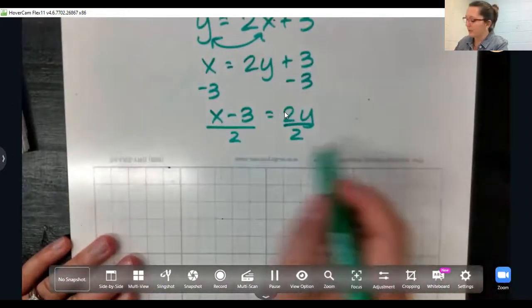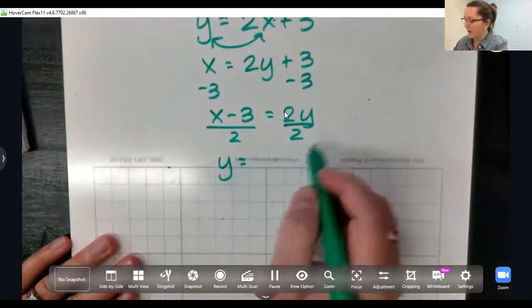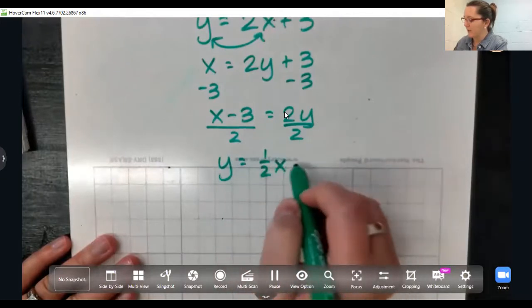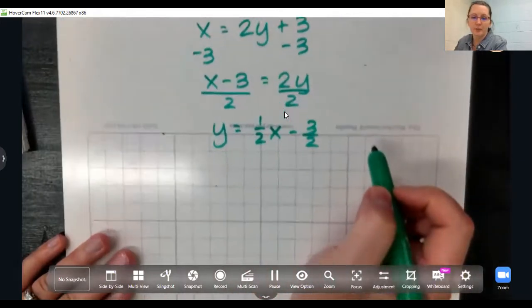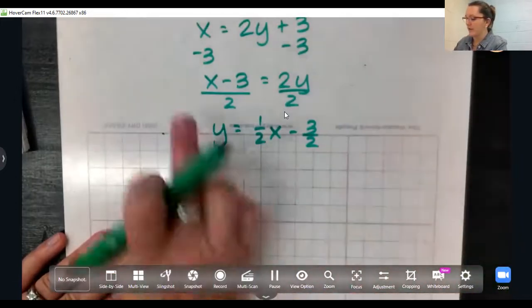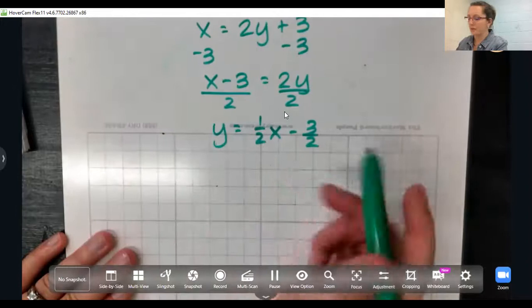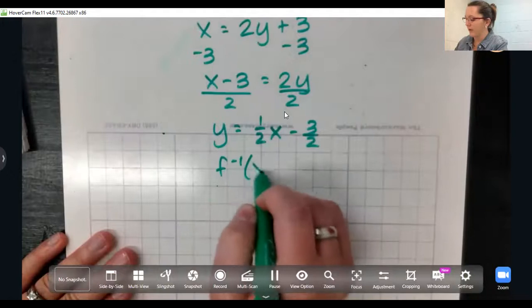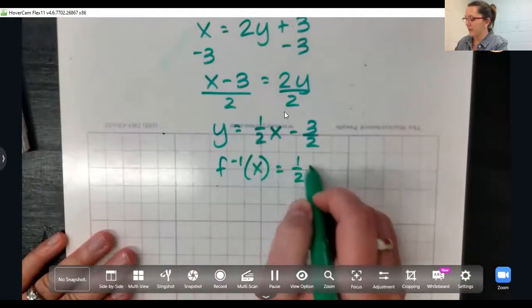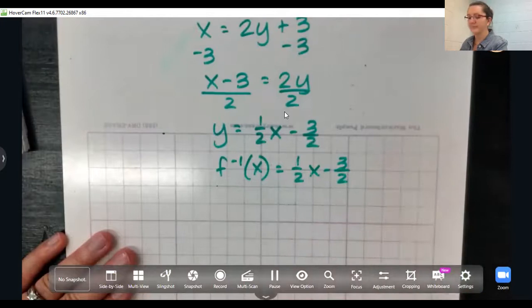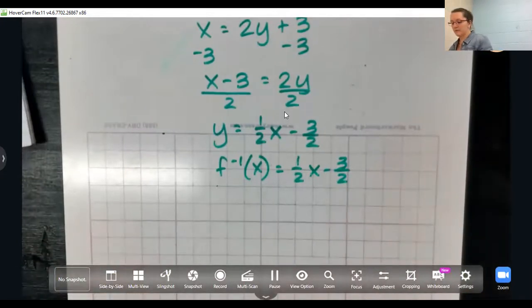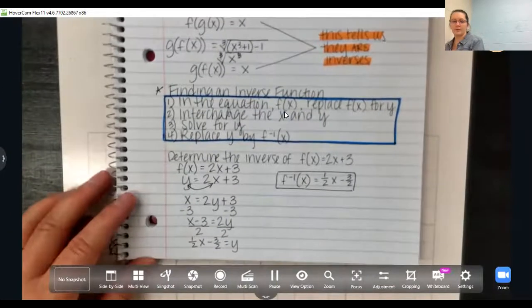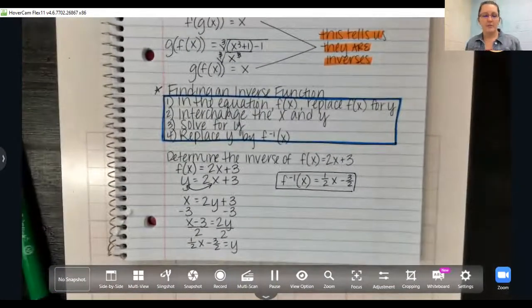So how I would prefer you to write it is putting the y over here and then saying this is 1/2 x minus 3/2. That's how I'd prefer you to write it, as two fractions. You can write it as x minus 3 over 2. That's still technically correct. All right, so let's replace this y with f inverse of x equals 1/2 x minus 3/2. Okay. So here's the work on that. While you're writing that down, I'm going to type this in our Desmos to see if this is actually the case.